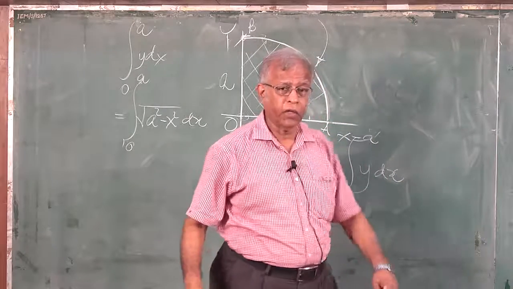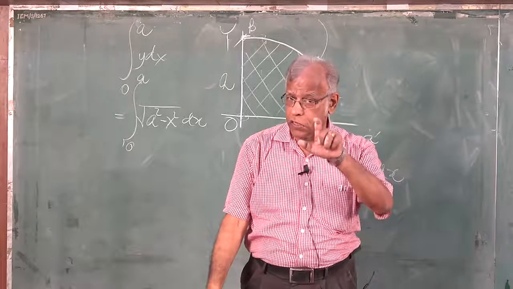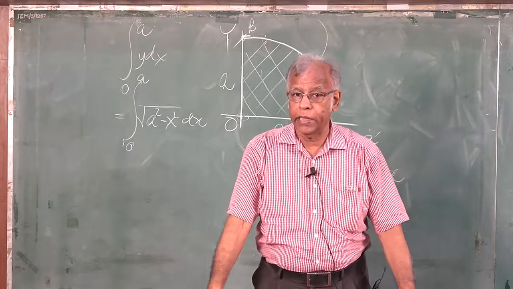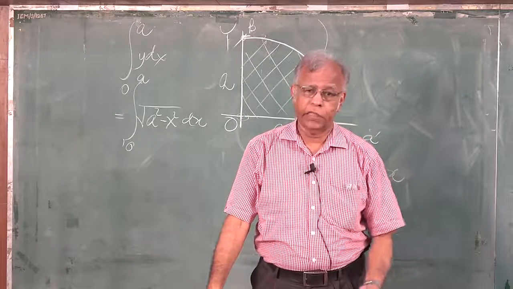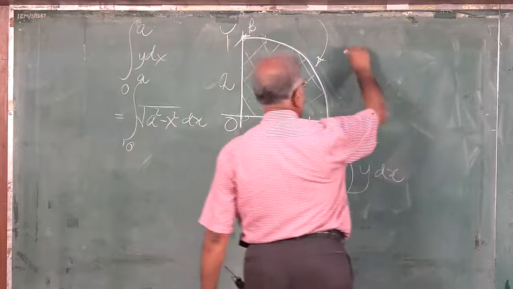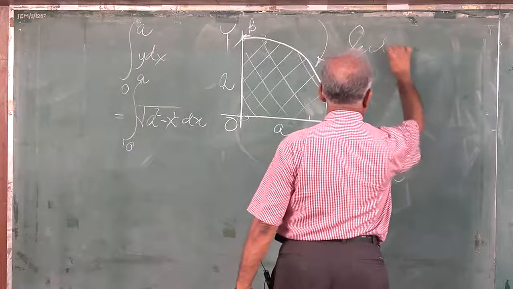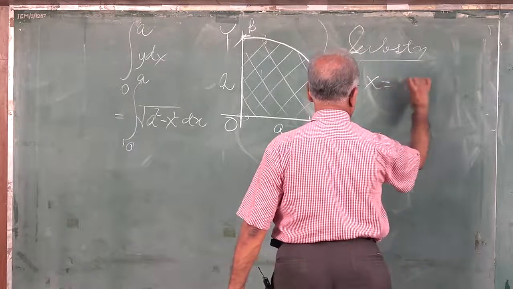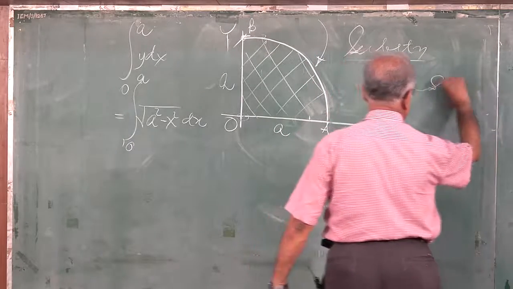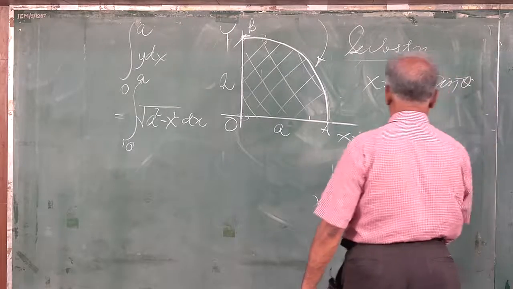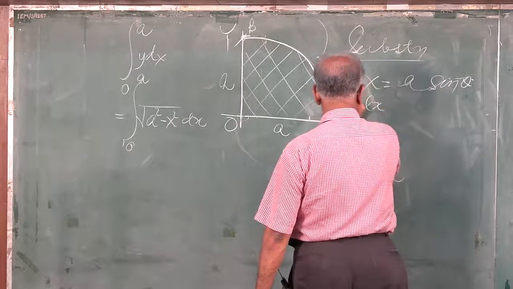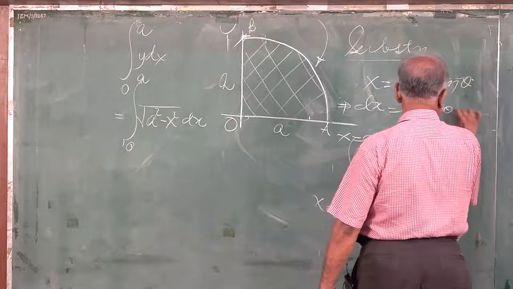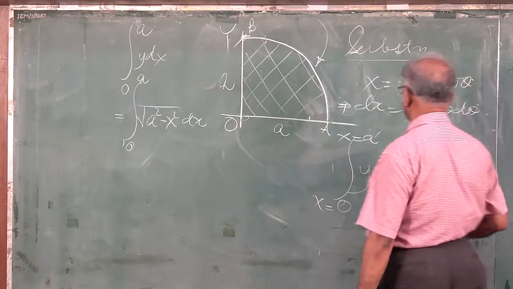The presence of the square root of a squared minus x squared is suggestive of the fact that we can use a substitution x equals a cos theta or x equals a sin theta. Now, we use the following substitution: x is equal to a sin theta, that implies dx is equal to a cos theta d theta.